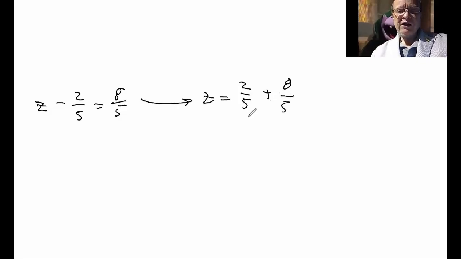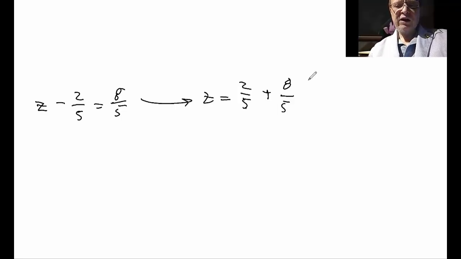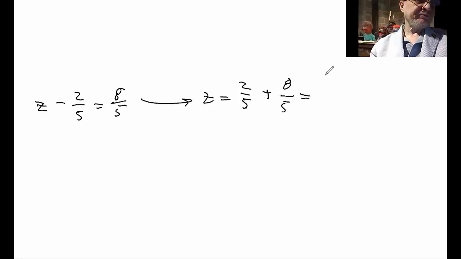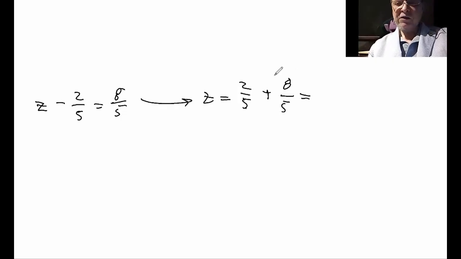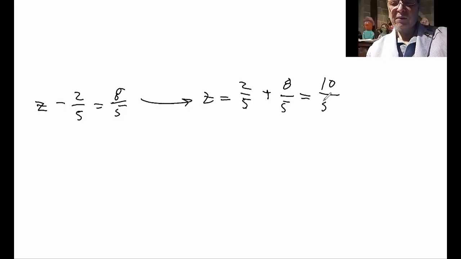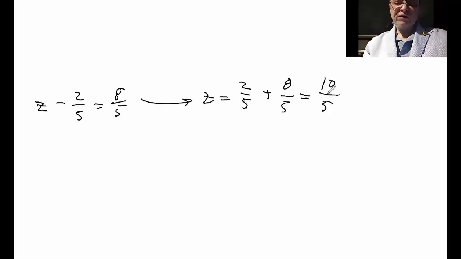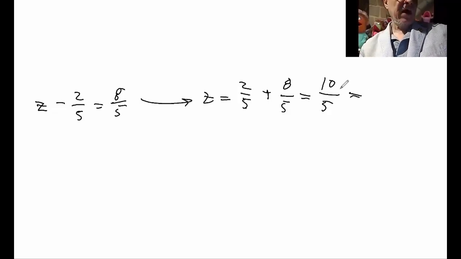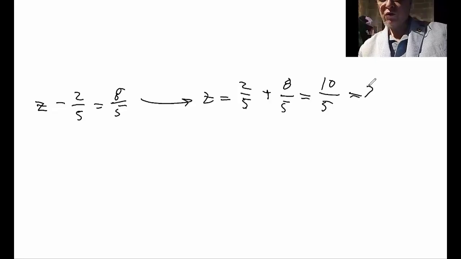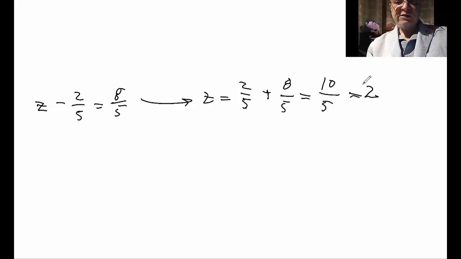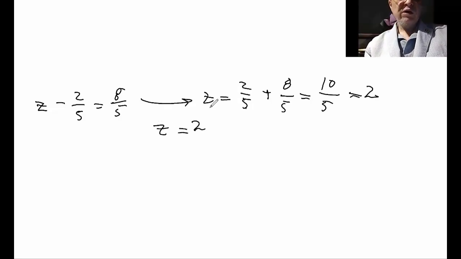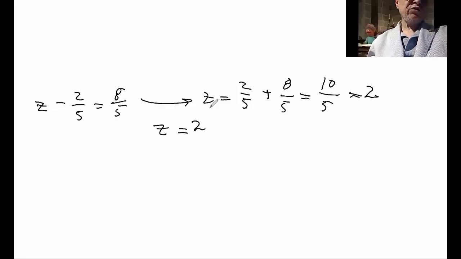Now notice that the denominators here are the same. So that means we can add up the numerators and get 8 plus 2 is 10. And then, of course, the denominator that's common is 5, and we get 10 over 5, and that is equal to 2. So this means that z is equal to 2. So that is one way to do that.